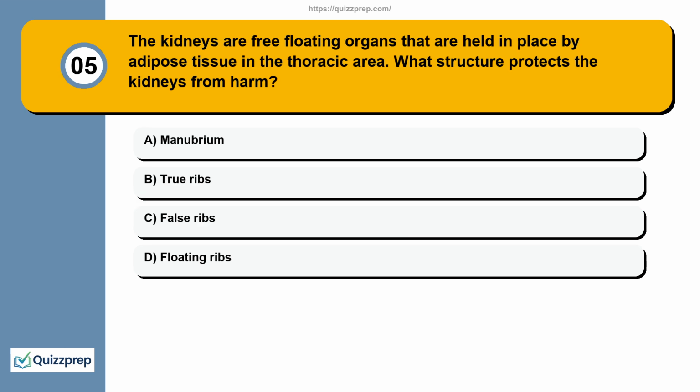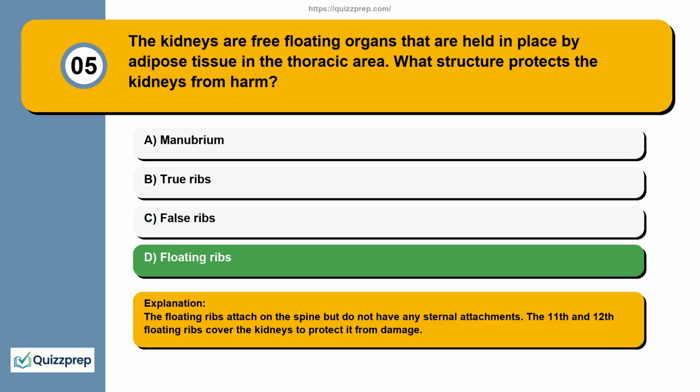Question 5. The kidneys are free-floating organs that are held in place by adipose tissue in the thoracic area. What structure protects the kidneys from harm? Manubrium, true ribs, false ribs, floating ribs.